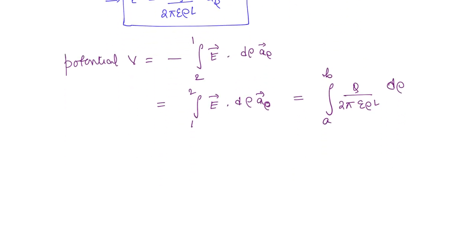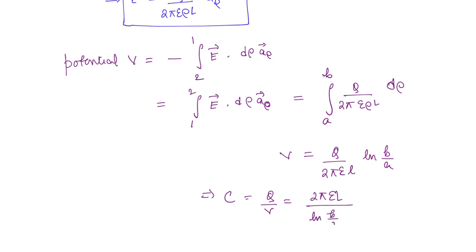So the final answer you are going to get, if you integrate, is Q by 2 pi epsilon L ln B by A. From this expression you can get the capacitance, which is Q by V. This is equal to 2 pi epsilon L divided by ln B by A. This is the capacitance of the coaxial capacitor.